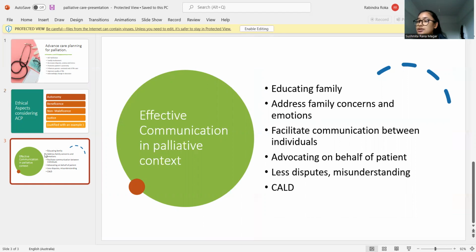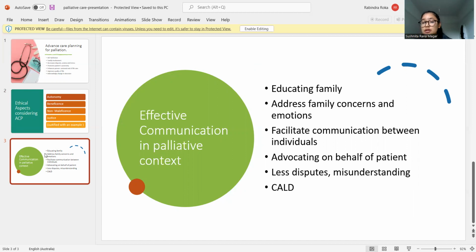At the same time, educating families about ongoing disease conditions, use and side effects of medications, outcome of treatment, and withdrawal symptoms helps to address family concerns, emotions, disputes, and misunderstanding and maintain positive connections.